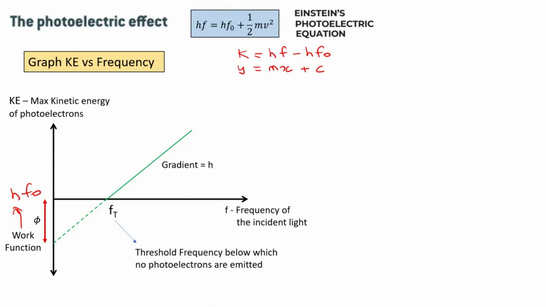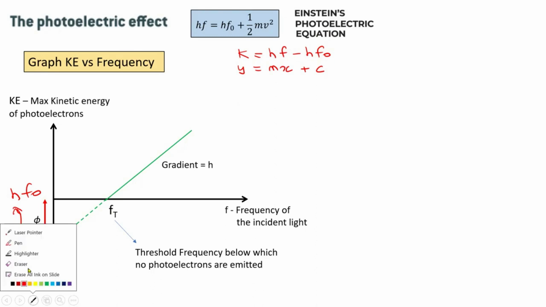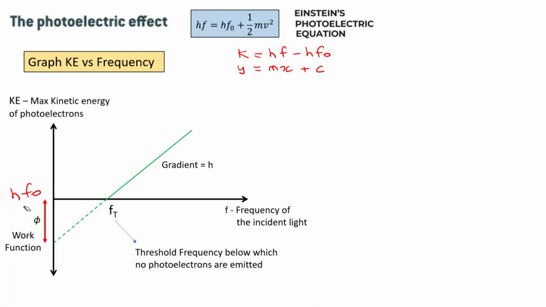So how is that the work function? Work function is what? hf naught, isn't it? Yes, so how is hf naught below the threshold frequency? Wait, in this y-intercept, is it negative or positive? Negative. So that's why the y-intercept needs to go below the x-axis. Work function is positive. It is hf naught. It is a positive value, but because of the minus sign, the graph goes below.